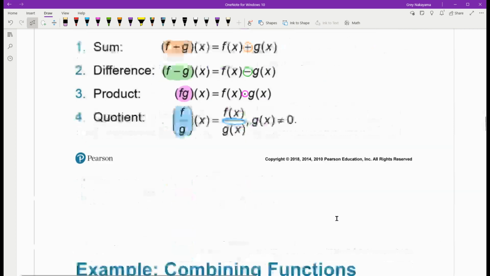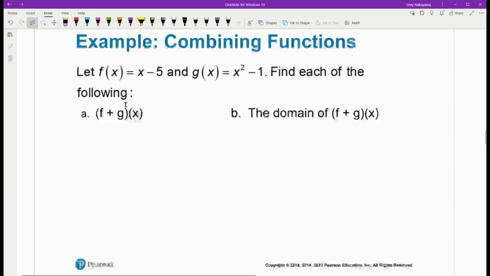Okay, so look at the example of what you may have. Let f of x equal x minus 5 and g of x equals x squared minus 1. Find each of the following. So first, I'm going to find f plus g of x. All right, simple enough. Just remember that by definition it means f of x plus g of x. Well, what is f of x? F of x is x minus 5 plus, what's g of x?